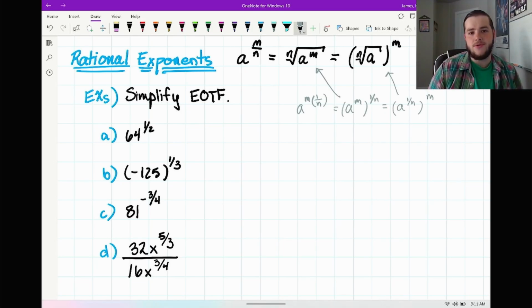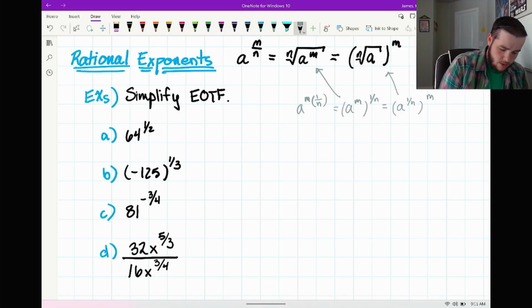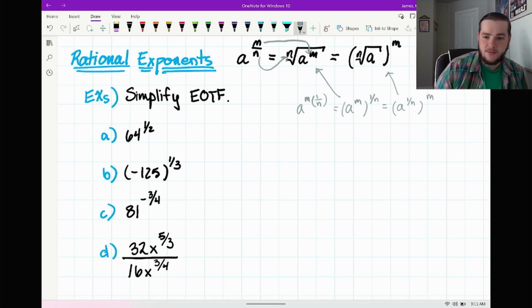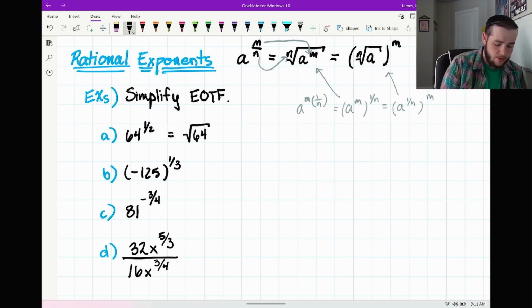Let's take a look at how to use these things a little more carefully, though. In part A, I've got 64 to the 1/2, and in each of these parts I'm asking you to simplify them. Well, this is one of the powers we've already looked at. Notice the numerator becomes the new power, and the denominator becomes the index on the radical in our rule up at the top. So here, this becomes 64 to the 1 power under a square root. 64 is a perfect square, so we get 8.